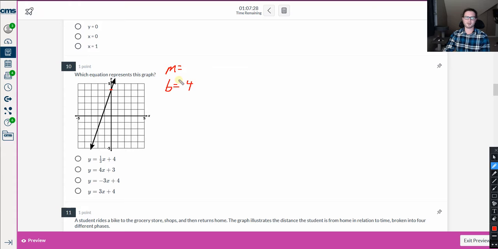The next thing we're going to need is our slope. And for slope, I'm just going to use this coordinate, and I'm going to see how the slope seems to be. It looks like we're going from like this point to this point.